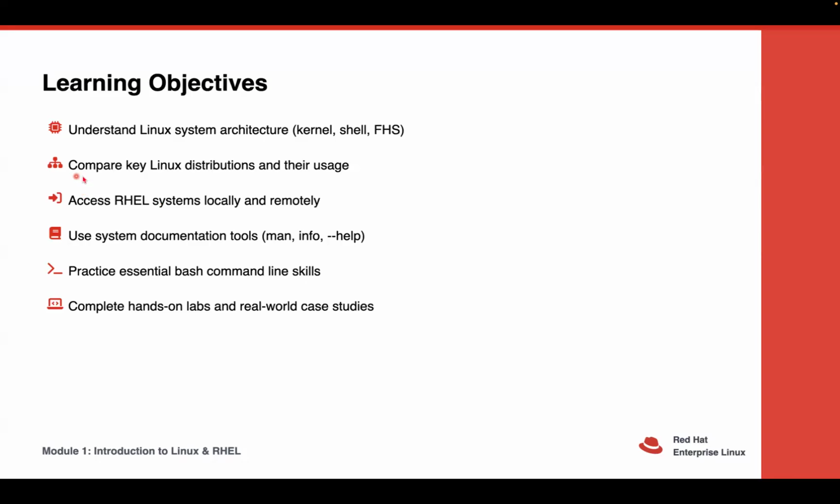Second, compare key Linux distributions. See, Linux comes in different flavors called distributions, like RHEL. Just now we saw in the first video Red Hat, RHEL, Ubuntu, CentOS, Fedora, Debian, etc. You will learn which one is used where and why companies choose one over the other. For example, in banks, RHEL is common. In colleges, Ubuntu is common.